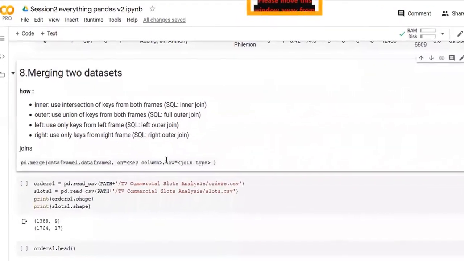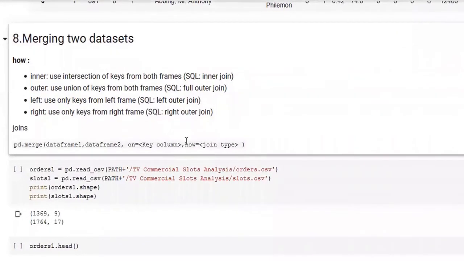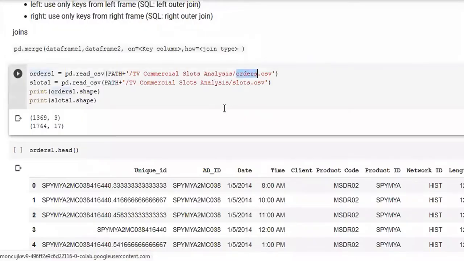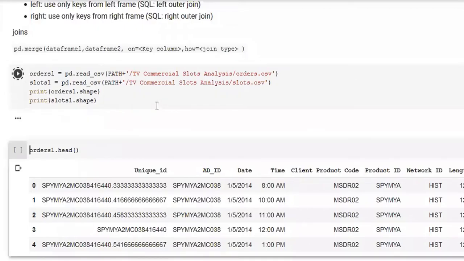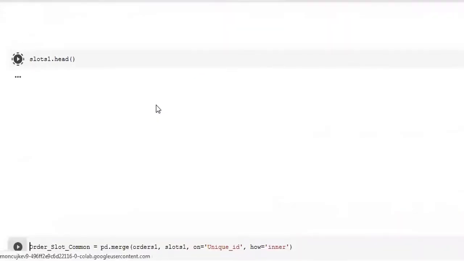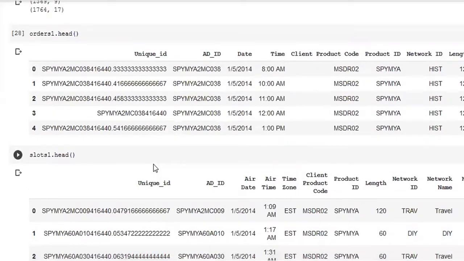Let's move to merging two. And this is the last thing we are going to do today. So if we have two data frames, one is order and slot, I'm going to import those. Okay. And I'm going to see how they look. So the order one and the slots one. These are the two columns that we have.